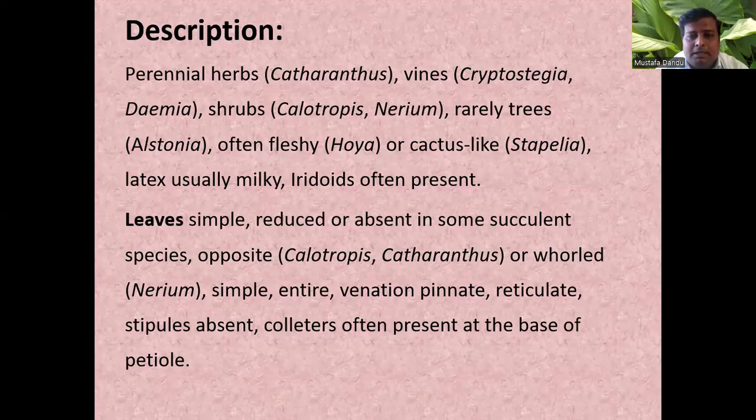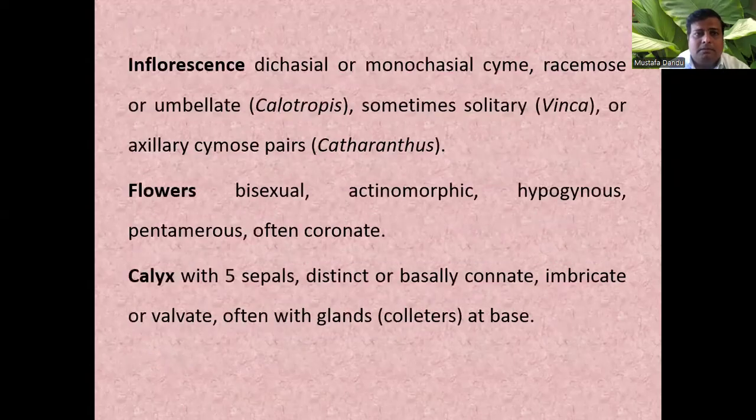The leaves are simple, entire, venation is pinnate reticulate, stipules absent. Colleters often present at the base of the petioles. Inflorescence is dichasial or monochasial cyme, racemose, umbel, sometimes solitary or axillary cymes or pairs. The flowers are bisexual, actinomorphic, hypogynous, pentamerous, often connate. Calyx, the sepals are 5, distinct, basally connate, imbricate, often valvate.